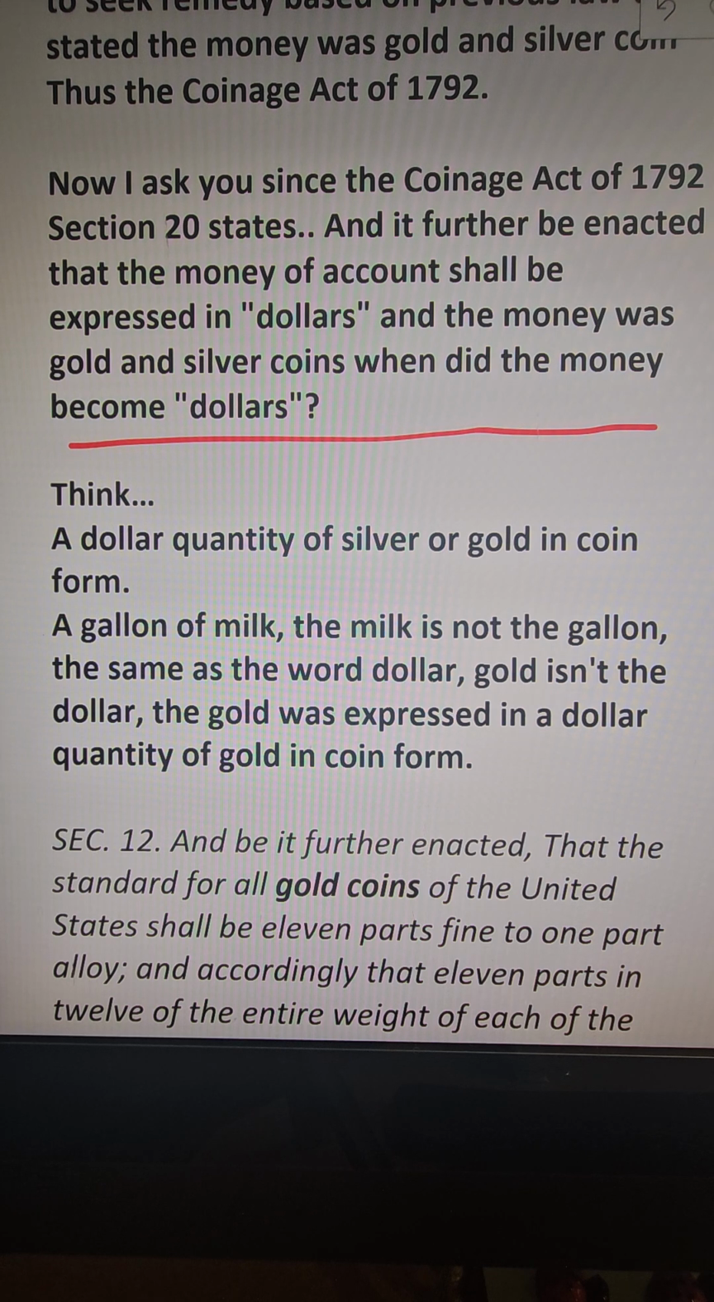Now, if you said to me, I want a gallon of milk, the gallon isn't the milk. The gallon is a volume of measurement for liquid. Now, dollar of coin, see, they created, nobody talks about this law, but they created the word dollar from a different back. I'm not going to go back to where the word dollar originated. It's a distraction. I'll do that later. But the dollar quantity of silver in coin form. Think about that. The gold was expressed in a dollar quantity of silver in coin form.